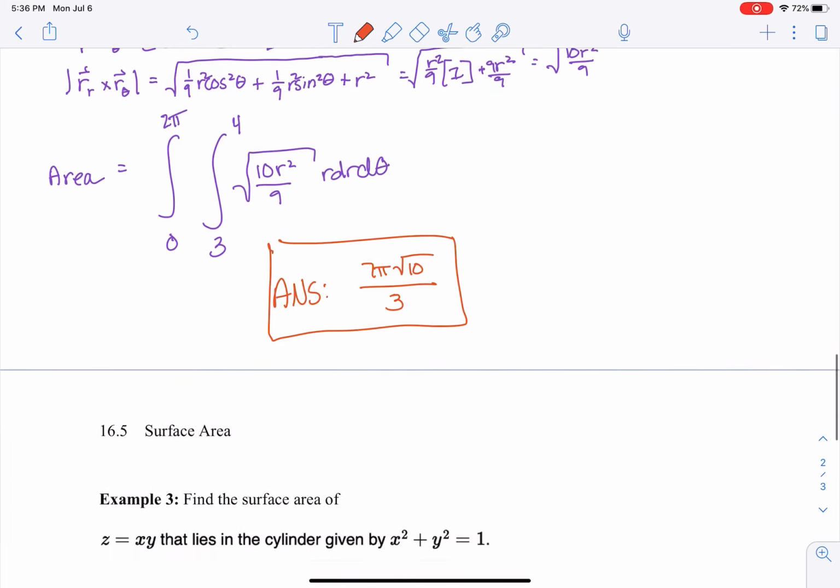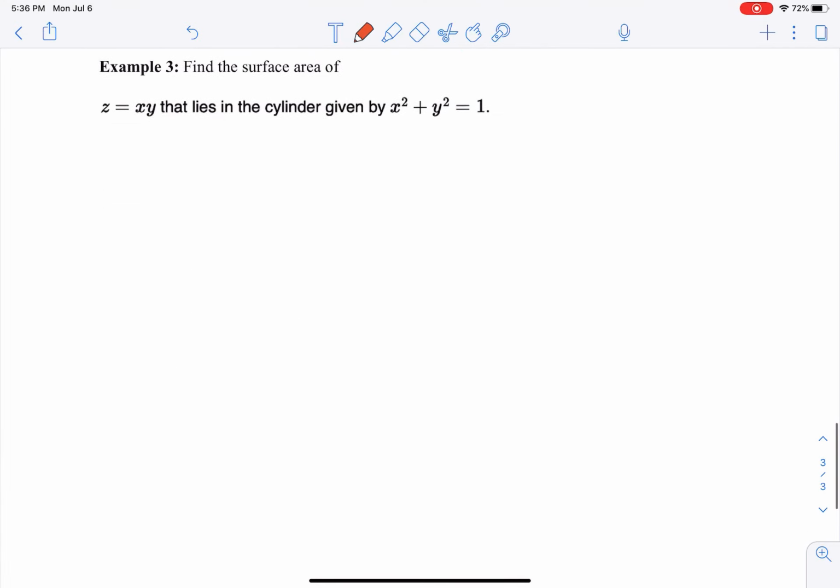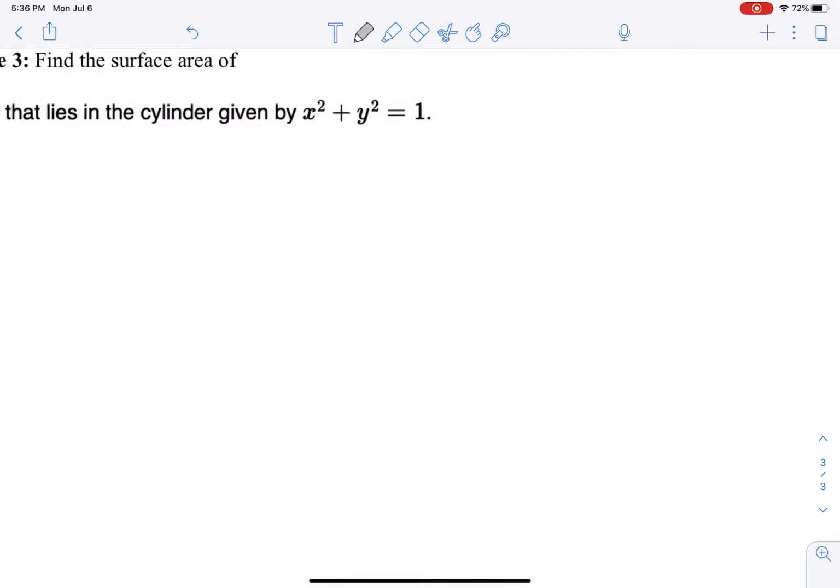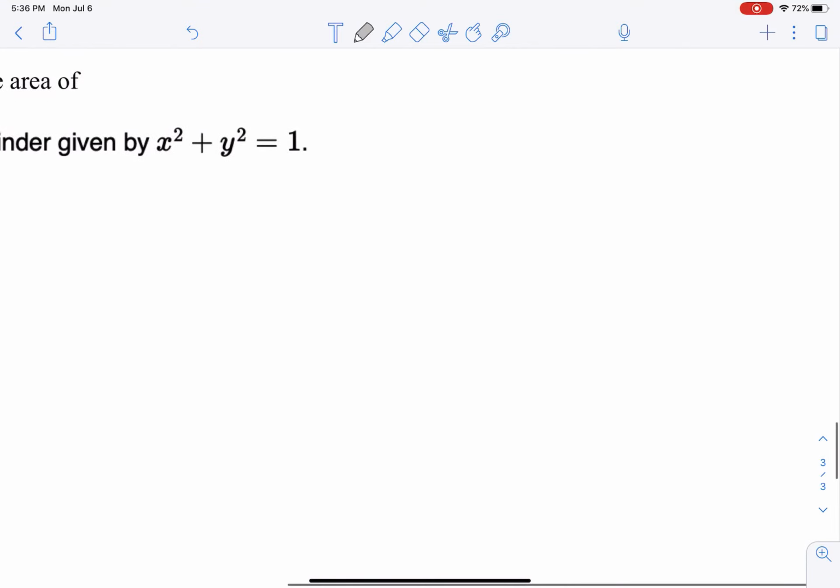Now let's look at one more example. Find the surface area of z equals xy that lies within the cylinder given by x squared plus y squared equals 1. So let's get an idea of the shape we're working with here. So I'll just draw some coordinates real quick.